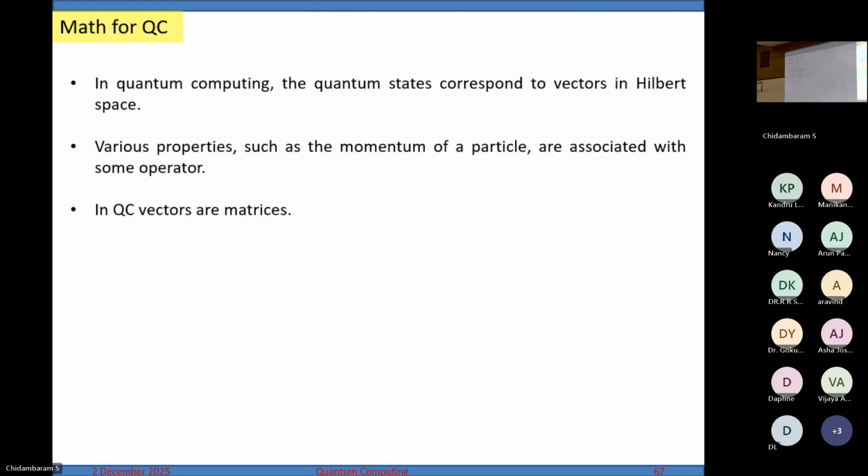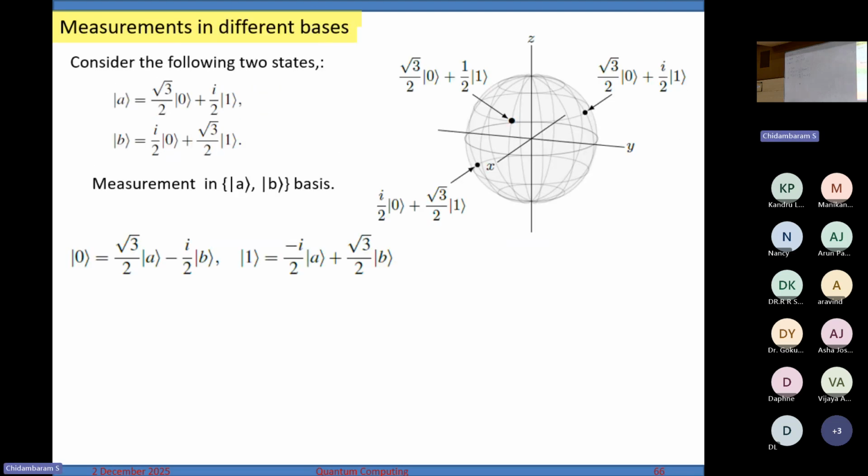Okay, so this is about measuring. Now I will leave this point for your thought. So far we said measuring in X basis, measuring in Y basis, and measuring in Z basis. I am having my own basis called AB basis.